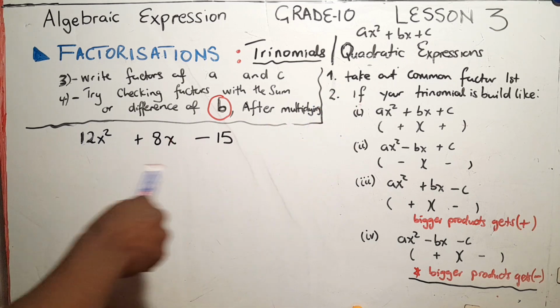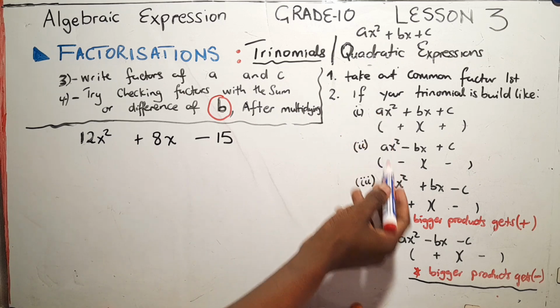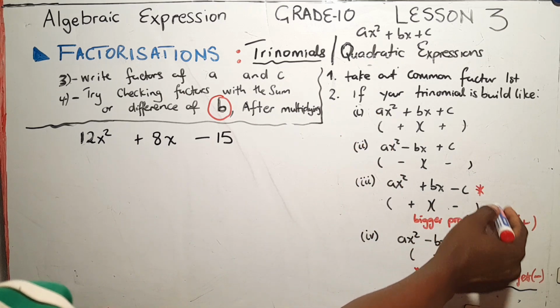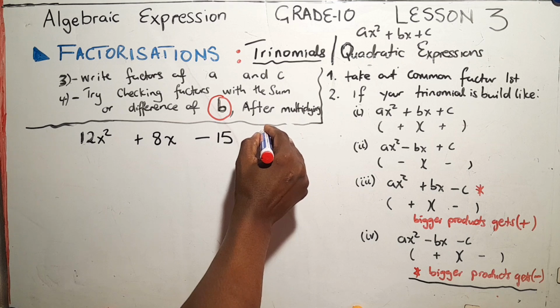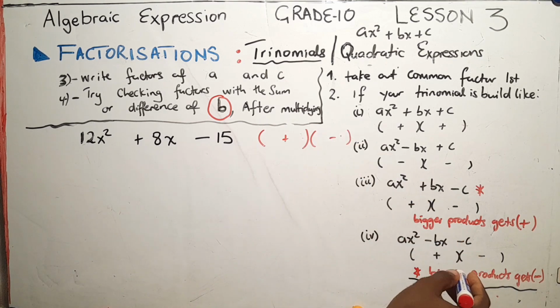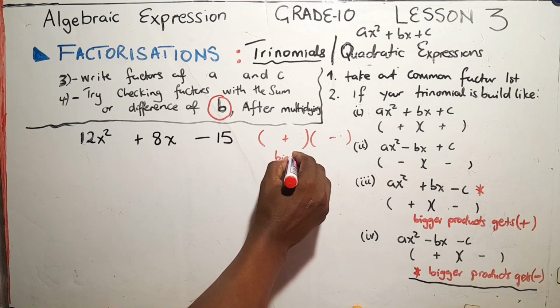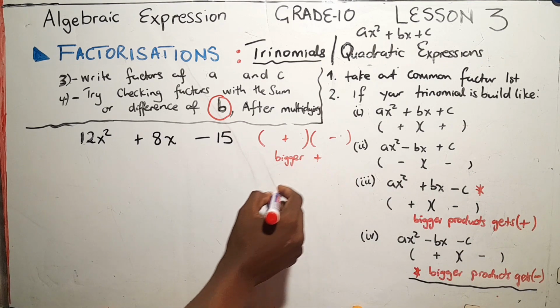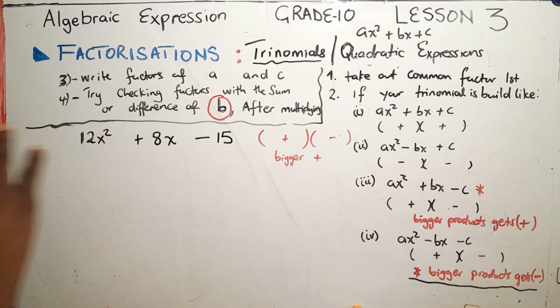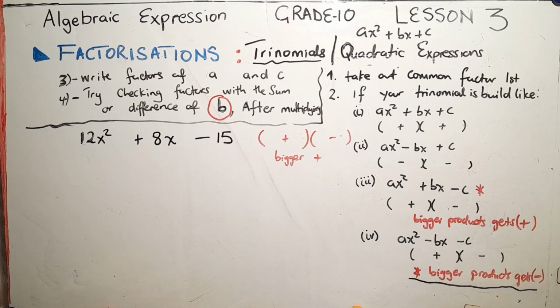So how is our trinomial built? We're having plus and minus. So let's check which one is having plus and minus. This one is having plus and minus. So we know that if it is plus and minus, we are going to have plus and minus in the brackets. And also the bigger products gets the positive. So you expect the bigger products to get the positive. You can follow this through and do 20, 30 types of questions. You still get them correct if you just follow this systematically like that.